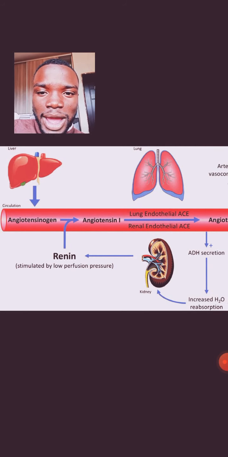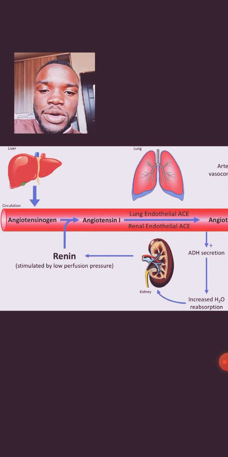To start with, we have the liver. The liver produces a chemical called angiotensinogen. This angiotensinogen goes into the circulation. When it gets into the circulation, it reacts with renin, which is produced by the kidney and converts angiotensinogen to angiotensin 1.